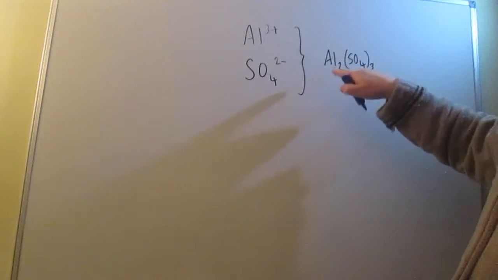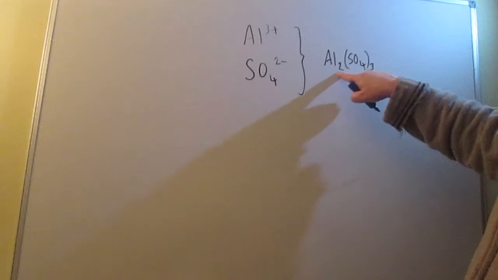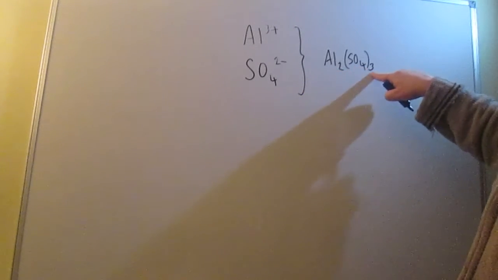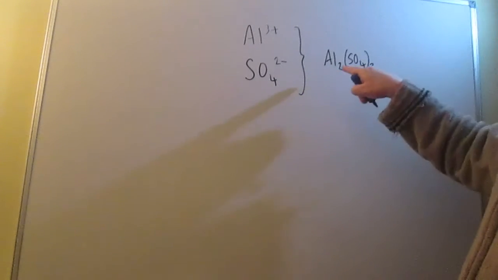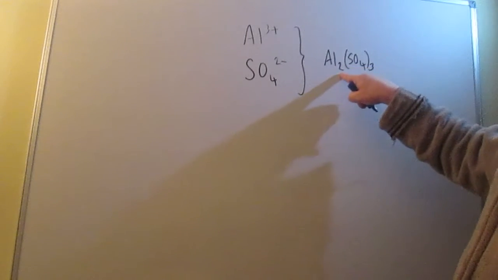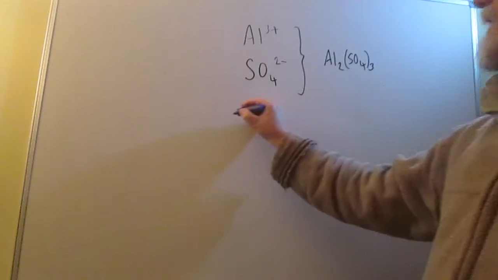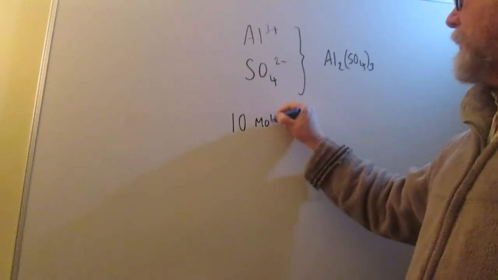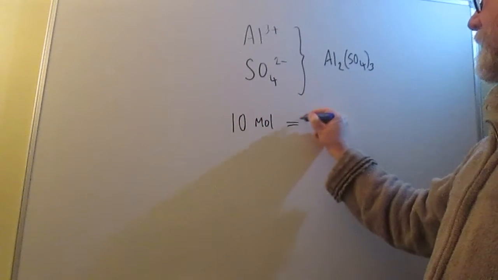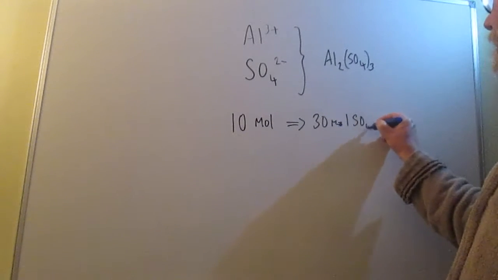Remember, what that formula means is that each mole contains 2 moles of aluminium ions and 3 moles of sulfate ions. Make sure you know what those little numbers mean. Each mole contains 2 moles of aluminium ions, 3 moles of sulfate ions, and therefore in 10 moles we will have 3 lots of 10, means 30 moles of sulfate ions.